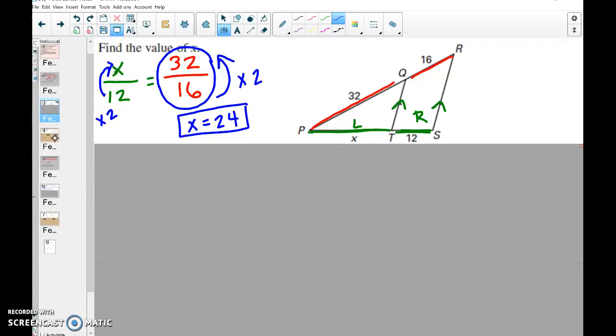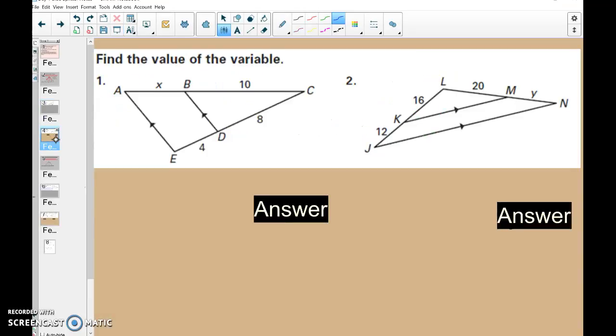Okay. Pause here, try the next two examples, and then hit play when you're ready and see if it works out the same. Now the way I do it might be a little different than you do, but as long as you're getting the same answer as me, that's okay. So pause here and then hit play when you're ready.